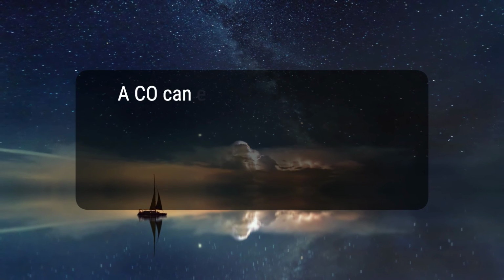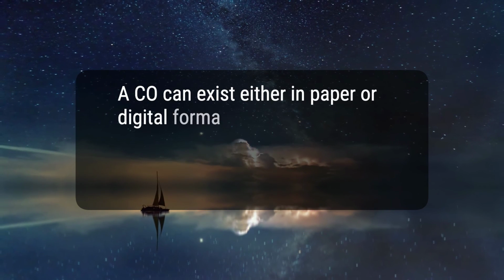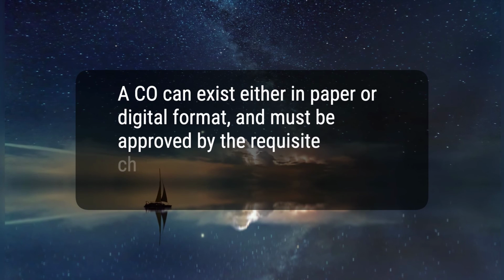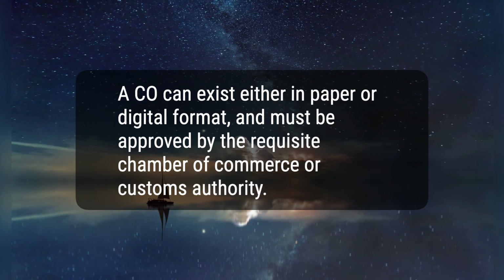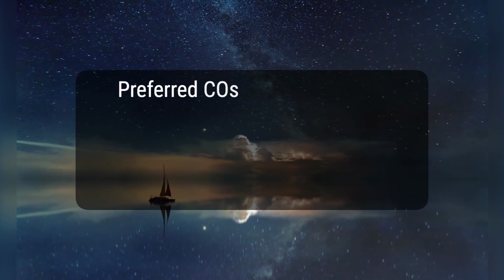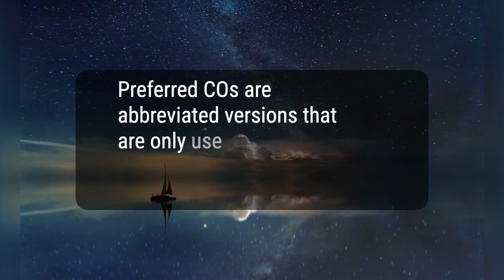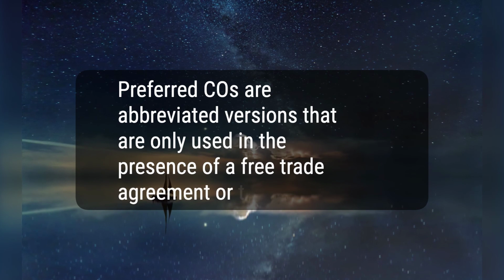3. A CO can exist either in paper or digital format, and must be approved by the requisite Chamber of Commerce or Customs Authority. 4. Preferred COs are abbreviated versions that are only used in the presence of a free trade agreement or treaty.